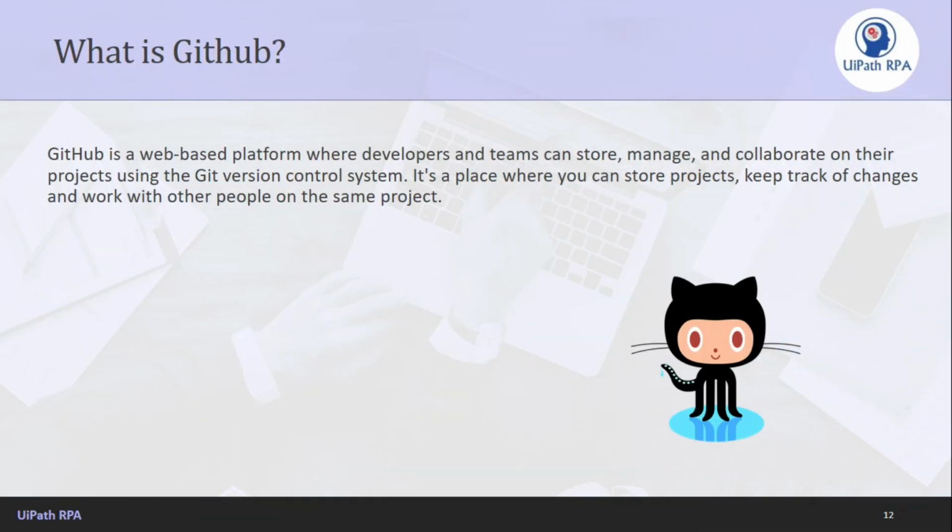What is GitHub? GitHub is a web-based platform where developers and teams can store, manage, and collaborate on their projects using the Git version control system. It is a place where you can store projects, keep track of the changes, and work with other people on the same project. Let me show you how to create an account in GitHub.